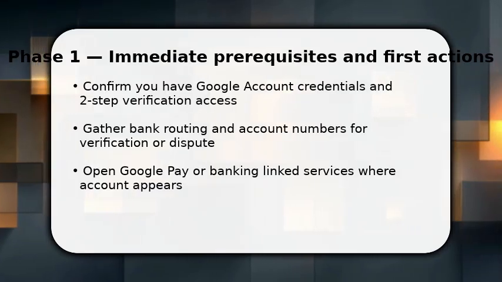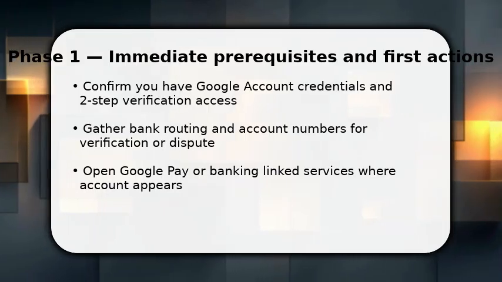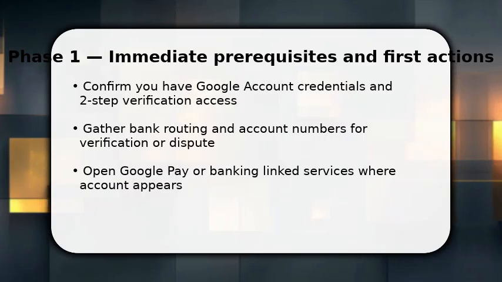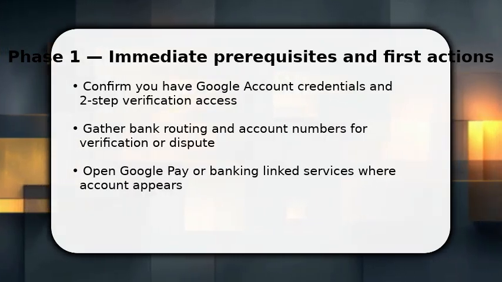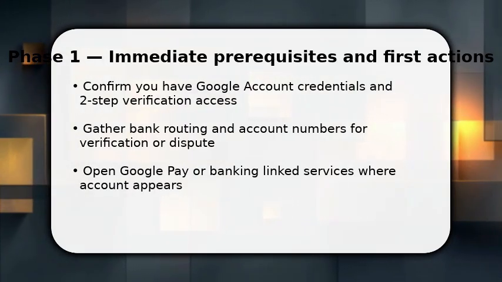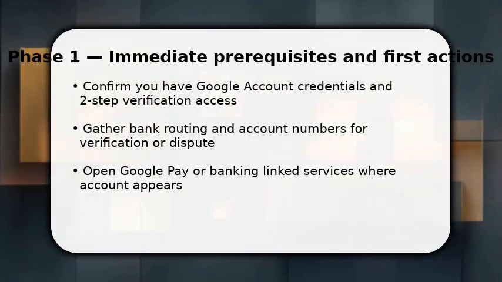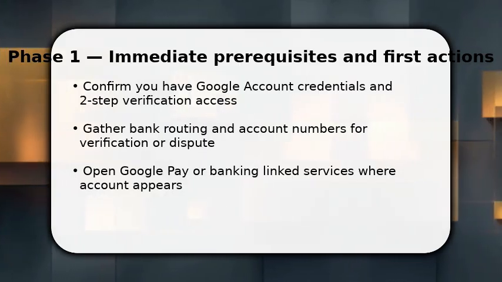You begin by signing into the exact Google account that lists the bank. This ensures you edit the right connections. Once signed in, open Google Pay or the service where the bank is linked so you can view linked accounts. Make sure you have your bank routing and account numbers handy in case verification or identity checks are required.